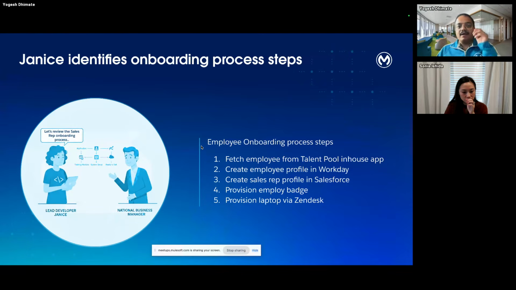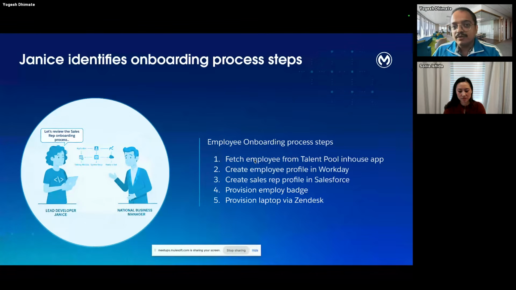She looks at the employee onboarding process steps at Acme and identifies there are 5 critical tasks that need to be performed for successful employee onboarding. So these are listed here. The first one is fetching the employee from the talent pool in-house application, then creating that employee profile in Workday, which is their HR management application, then creating the sales rep profile in Salesforce, provisioning the employee badge, and then provisioning IT assets such as laptops, etc. via Zendesk.